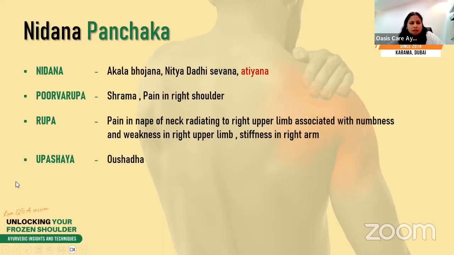Purva Rupa is how it gets aggravated. That pain started first because of these kinds of nidana. How is it going to happen? It is too much of a pain. Slowly the dull ache and all the discomfort will start, and slowly the pain will start from the neck region radiating towards the hand. Sometimes the weakness will be there in the upper limb, and stiffness of the arm will start.